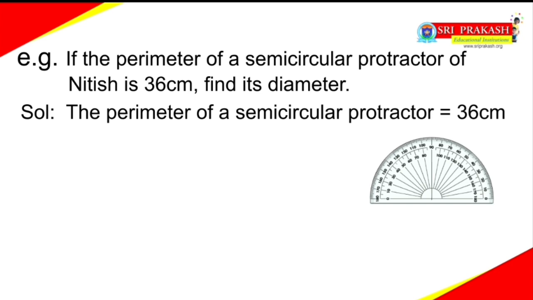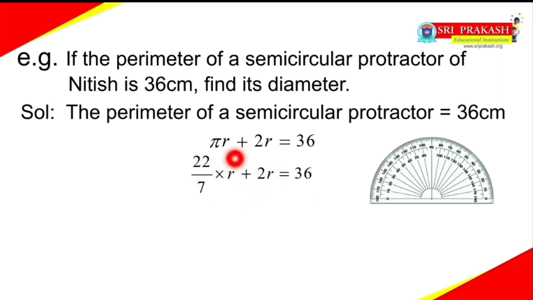Children, what is the formula to find the perimeter of a semicircle including diameter? Yes, it is pi r plus 2r. So let us equate it with 36. Then we get pi r plus 2r is equal to 36. Now let us substitute the value of pi. Then we get 22 by 7 into r plus 2r is equal to 36.